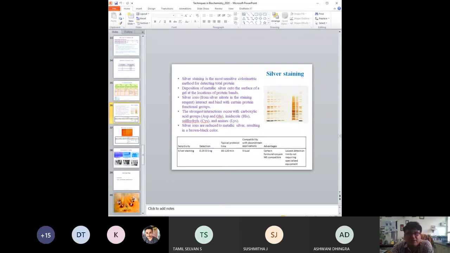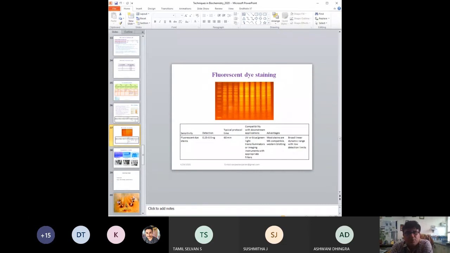Then I also told you that at the higher end we have silver staining, which is a little bit of a costly method. Here you have a detection limit of 0.25 to 0.5 nanogram, and the time is more or less the same, but the resolution on the gel will be very high. Once the silver ion gets reduced to metallic silver, you can easily see the brown or black band color on the gel.